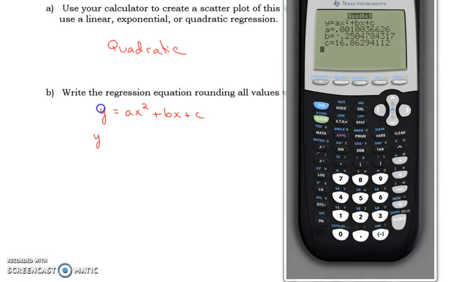So I'm going to have y equals 0.001x squared minus 0.250x plus 16.863. And that's my equation of the parabola that would best fit the data for the number of widgets and the cost per widget.